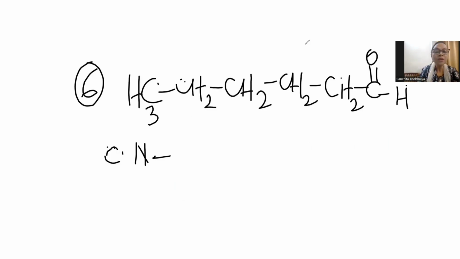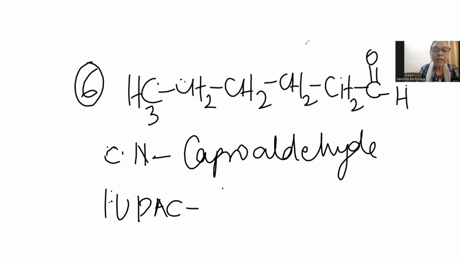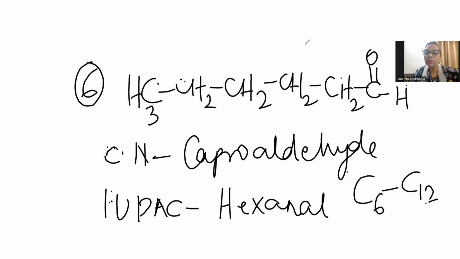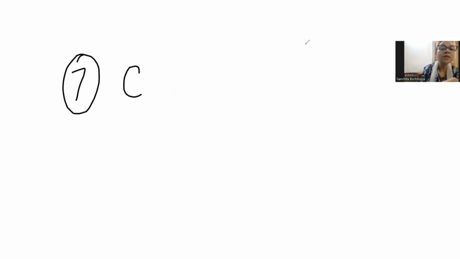So we go to the common name of this compound. It's caproaldehyde. The IUPAC name comes from hexane, remove the E and add al. So this is a medium chain aldehyde. What does medium chain mean? When it has 6 carbons to 12 carbons, that is called a medium chain aldehyde. So these are all medium chain aldehydes.